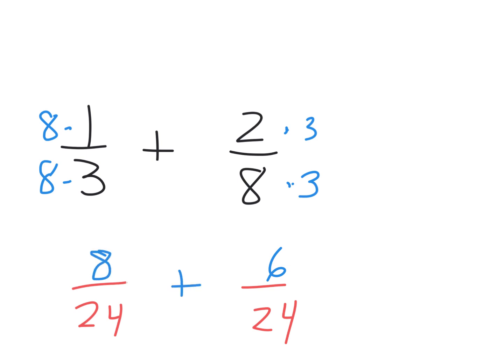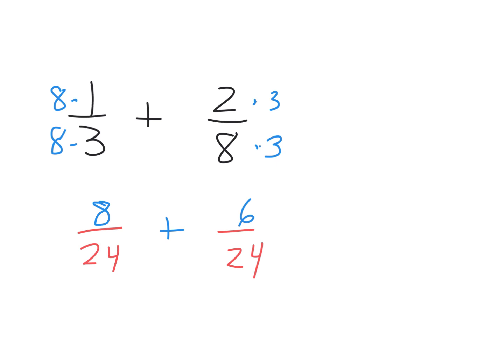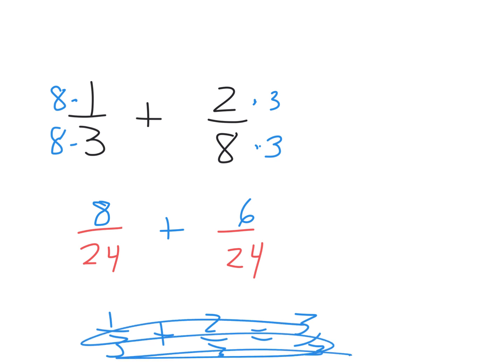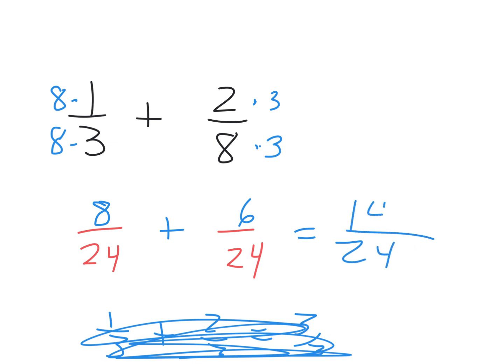And now at the end, some kids don't understand this. You just add the tops. The answer is in 24ths. So you can't add the 24s. That doesn't make any sense. If I had 1/3 plus 2/3, I would have 3/3. The bottom just stays the same, see? All right. So this one is in 24ths, and 6 plus 8 is 14. 14/24ths. Why is that wrong?